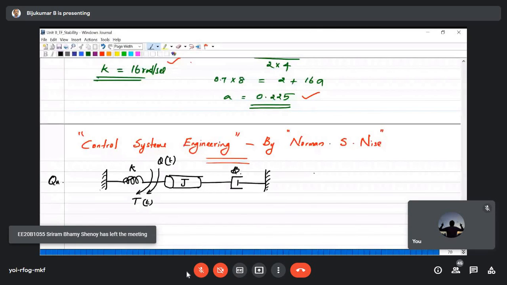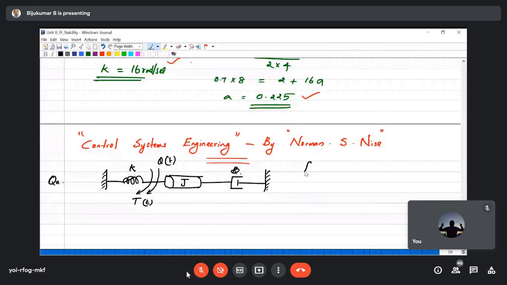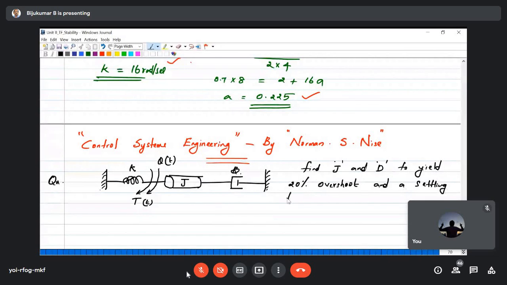Okay. The question is, find the value of J and D of the system to yield 20% overshoot and a settling time of 2 seconds for a step input of torque.